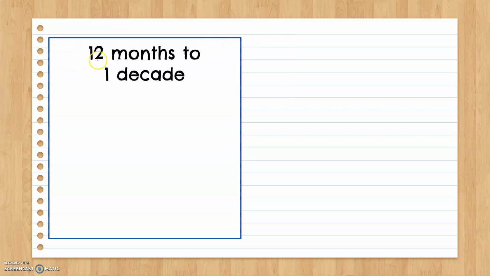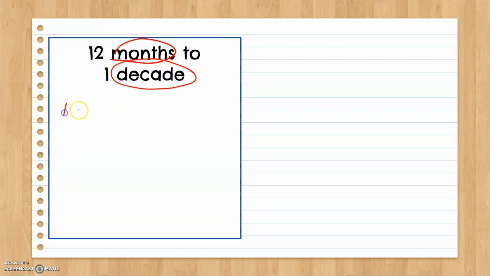Next example, we have 12 months to 1 decade. Most of you will probably write 12 is to 1. But let us take note that the given ratio is 12 months and 1 decade. In cases like this, we have to make sure that the units in our ratio are the same. Since 12 months cannot make a decade, we cannot convert months into decade. So we will have to convert decade into months so that we can write them in ratio.